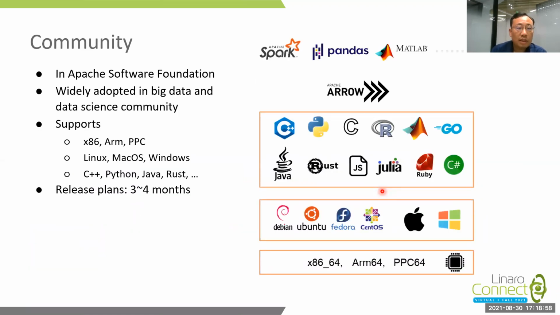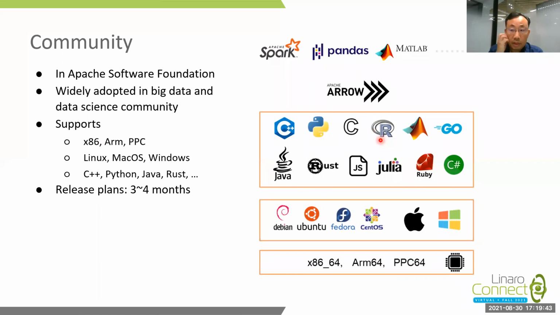About the Apache Arrow community: Apache Arrow is in the Apache Software Foundation, and it's already widely adopted in the big data and data science community. So this is a very mature project. You can see in the picture, at the hardware level, it supports x86, ARM, and PPC. We are the maintainer of the ARM features. At the operating system level, most prevailing Linux distros are supported, and it also supports Mac OS, including M1, and Windows.